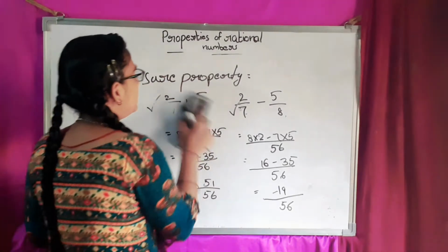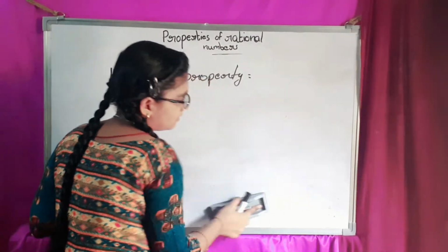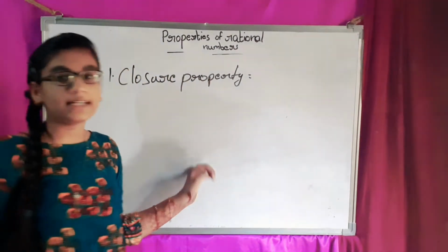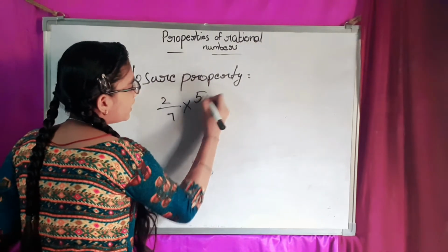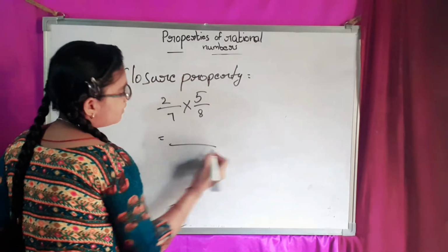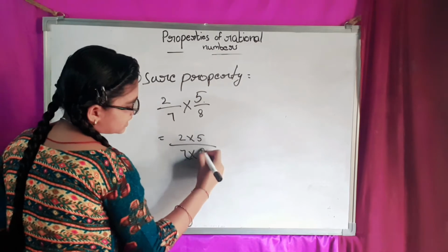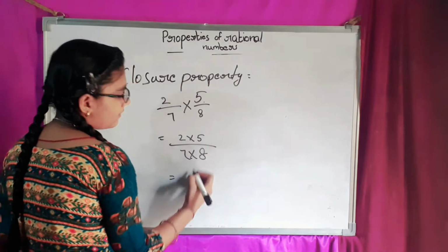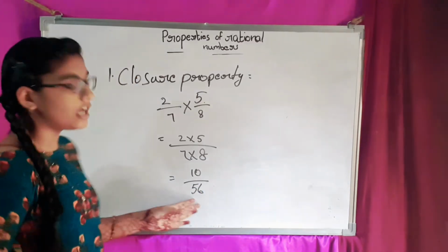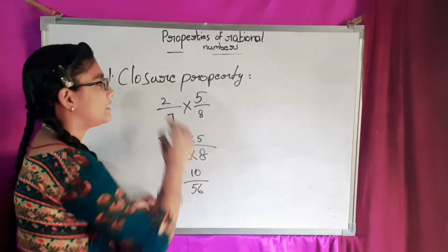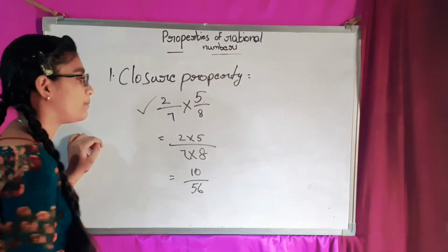Now we will do multiplication. In the multiplication also we will take the same numbers: 2 by 7 into 5 by 8. That is 2 into 5 by 7 into 8. What is the answer? 5 2s are 10 and 7 8s are 56. This is also a rational number, and the closure property is satisfied in multiplication also.